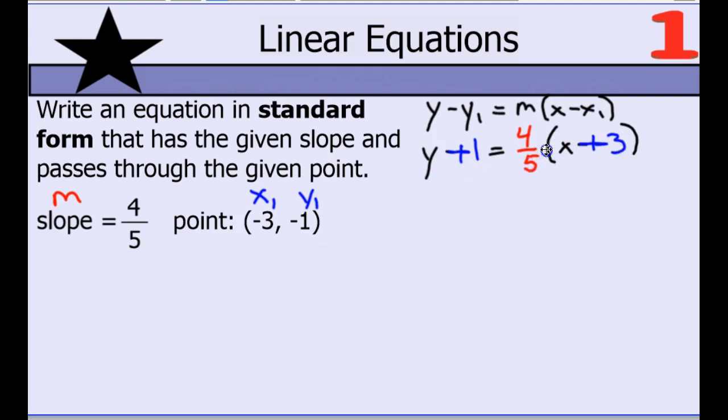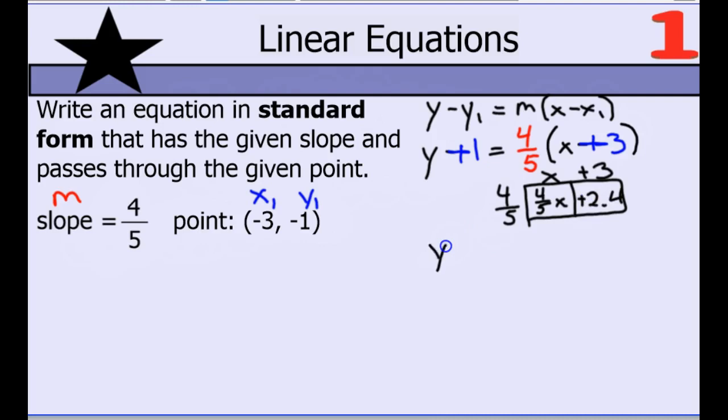Now we need to get rid of these parentheses, so we're going to draw our box. So we get 4/5 on the outside times x plus 3. 4/5 times x is 4/5 x. 4/5 times 3 is 2.4. So we are going to have a positive 2.4.